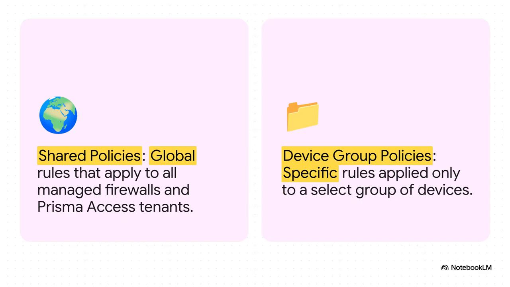So inside Panorama, we have two ways to handle policies so we don't go crazy. Think of shared policies as your global, company-wide rules, the big stuff, like block all peer-to-peer traffic, period, everywhere. Then you have device group policies, which are way more specific. These are the rules you only apply to certain firewalls or, in our case, to a Prisma Access setup for a specific group, like creating special access rules just for the engineering team.